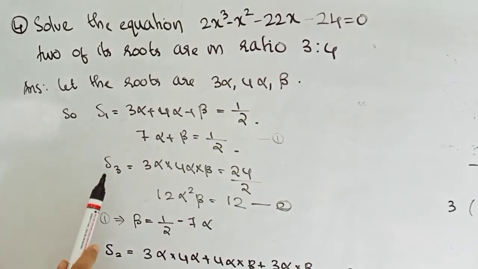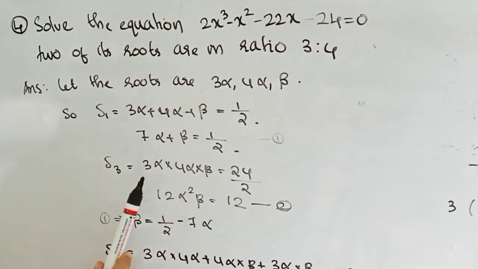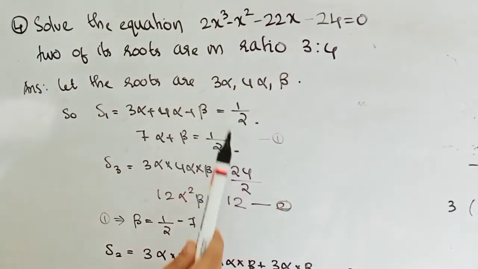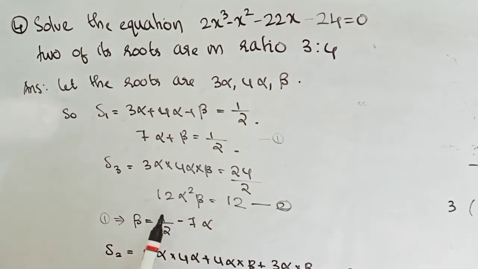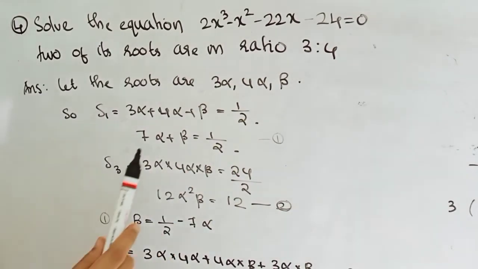So now we can find S3. 3 alpha into 4 alpha into beta, that is 3 into 4, 12, 12 alpha square into beta is 24 by 2, that is minus d by a, minus of minus 24 by 2 is 12. 12 alpha square beta is 12. This is equation 1 and this is equation 2. From equation 1 we can write that 7 alpha plus beta is 1 by 2. So we can write beta as 1 by 2 minus 7 alpha.